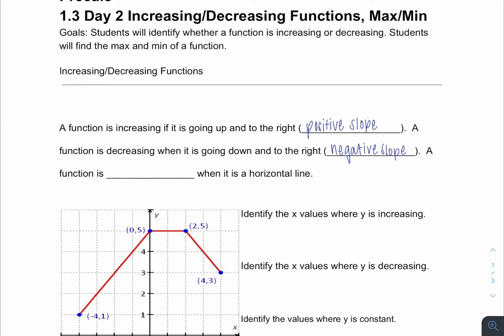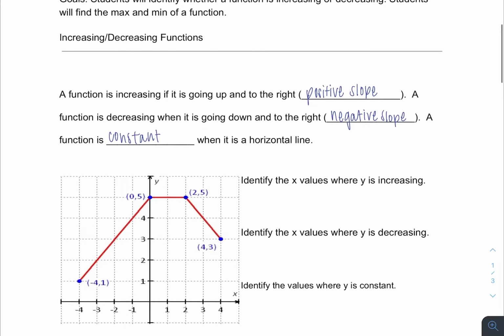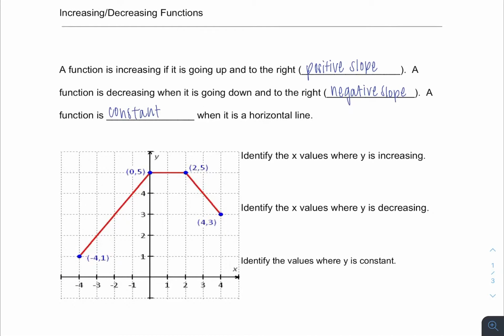And then a function is constant when it's a horizontal line. So again, we're always looking at it moving from left to right. All right, so for this, we're going to identify the values where y is increasing. And we want to do this in interval notation, which was covered in the last section of notes.